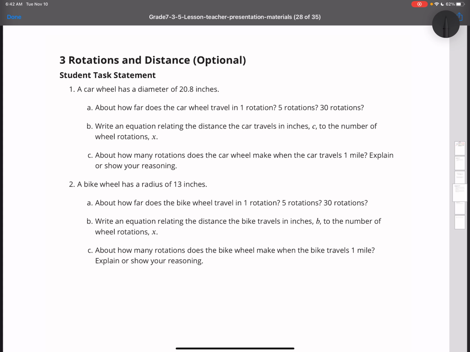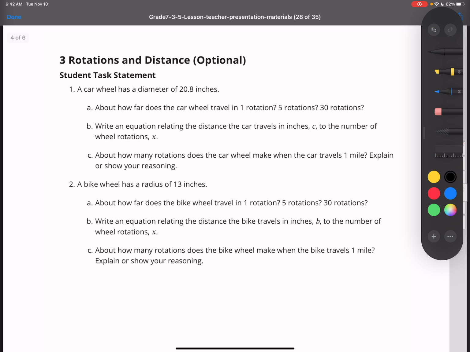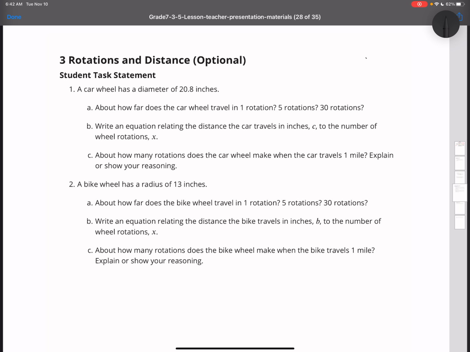All right, guys, so let's look at the next student task called rotations and distance. We're dealing with circumference. Before we get started, I'm going to write the formulas at the top corner so you can recall or reference them when solving these math problems. R stands for radius. And the circumference formula that includes radius is 2 times pi times r.